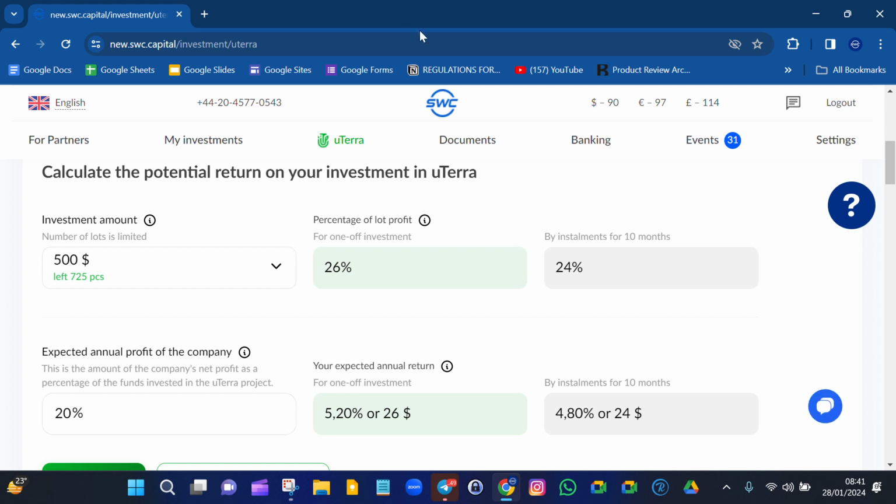I hope that clarifies all the questions concerning how much profit you should receive in the UTerra investment. Thank you.